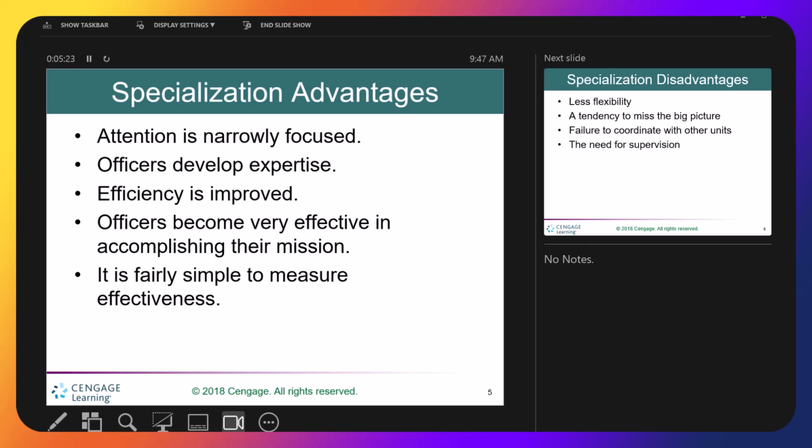Officers become very efficient in accomplishing their mission. They're very task focused, because it's one or two things that they concentrate on, and they're very good at it. It is fairly simple to measure effectiveness. Bottom line is, if you have a robbery unit and they're working on solving robberies, do robberies go down? You can measure that. That's very easy.